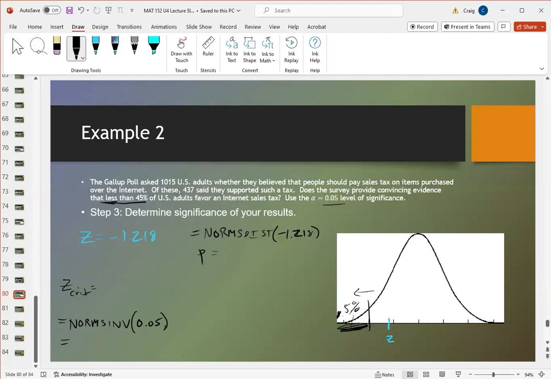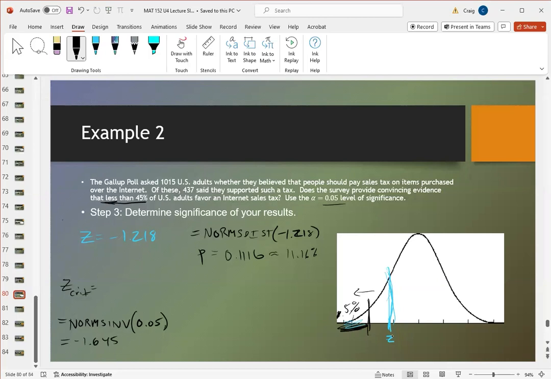And we're going to find the answers to these real quick. So the probability is 0.1116, or about 11.16%, which, if there's 5% here, it should be kind of clear where z is. For the critical z value, this one is likely familiar. Let's just check. Negative 1.645.